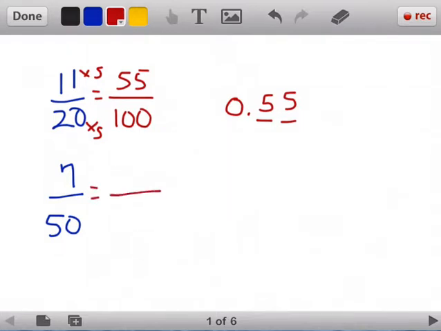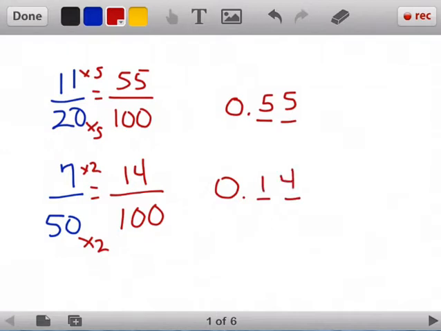Again, 50 is a factor of 100. 50 times what? 50 times 2. So multiply the numerator times 2, and I get 14. And 14 hundredths. Tenths, hundredths. That's 14 hundredths. Okay, so that's how we go from a fraction to a decimal.